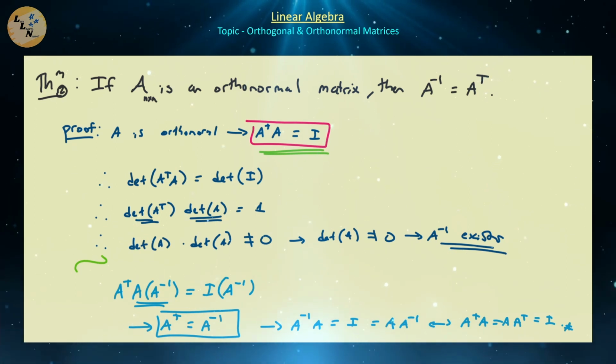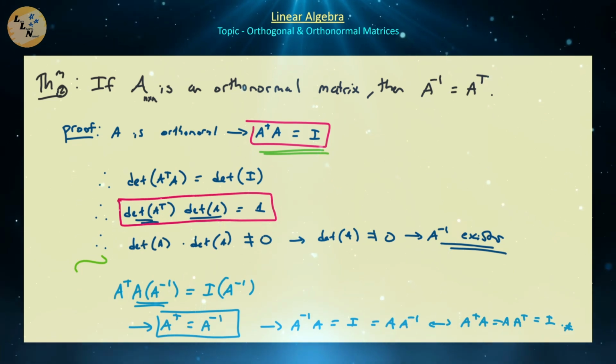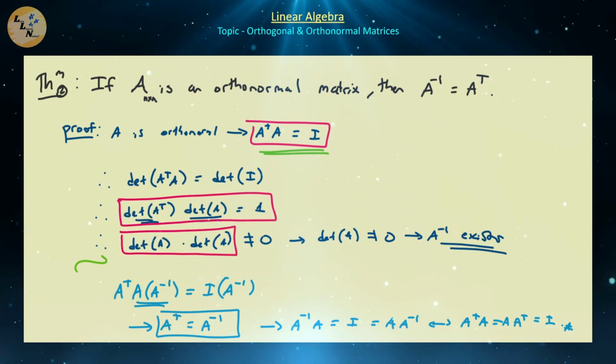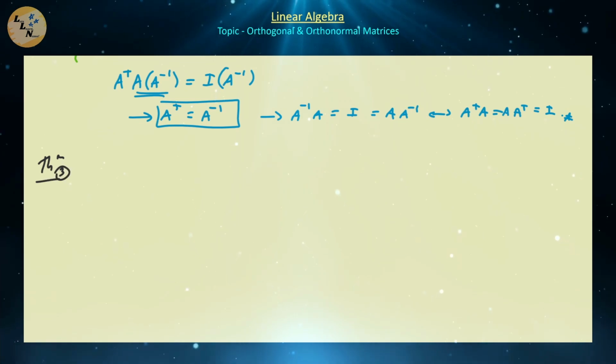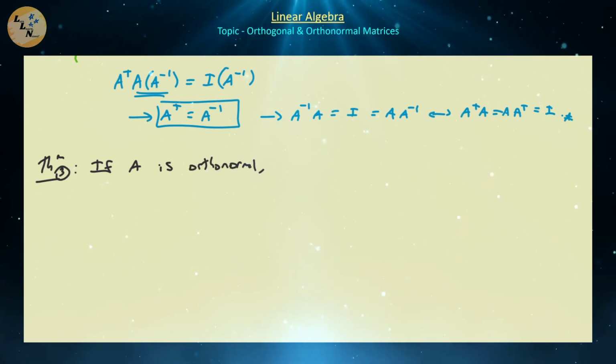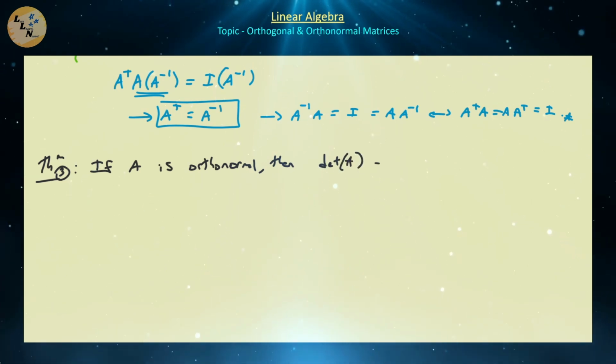Now, within this theorem, we actually used a very interesting observation. In particular, notice that we have the determinant of A times the determinant of A is equal to 1. So we can have a nice sub-theorem, or some people will call it a lemma: if A is orthonormal, then the determinant of A is equal to plus or minus 1.